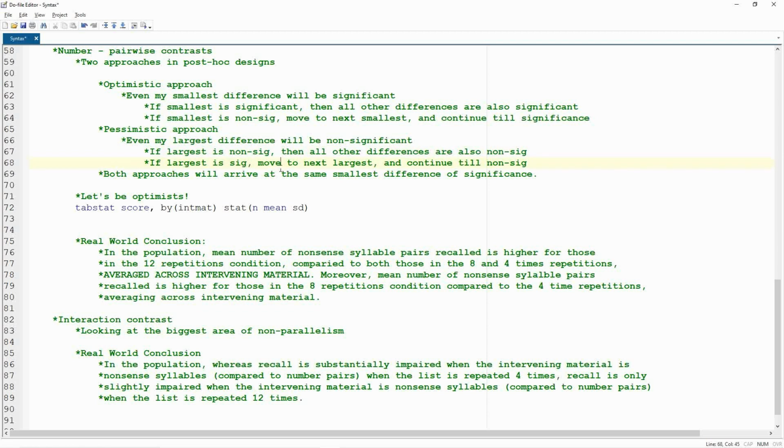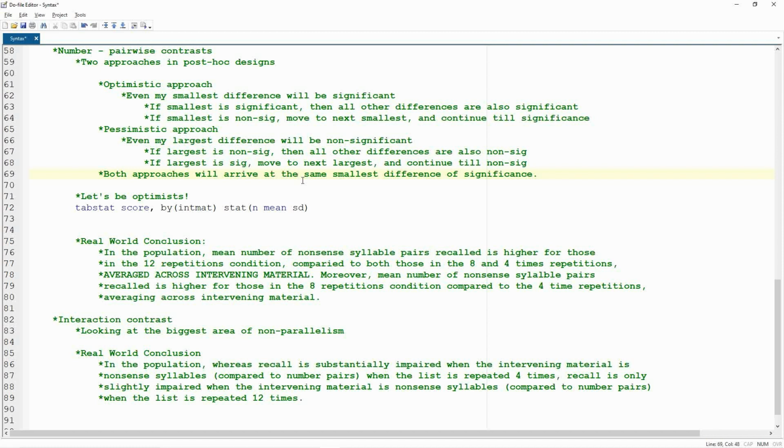If the largest difference is significant, the pessimist will move to the next largest and continue working down until they reach non-significance. And then they can say, well, anything of this difference or smaller is non-significant. Anything larger is significant. Now, regardless of which approach you take, they'll arrive at the same definition of the smallest difference that is significant.